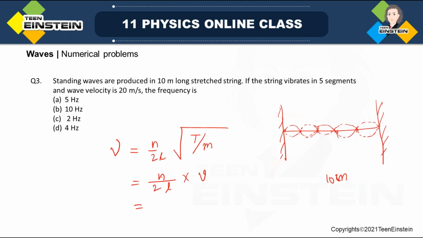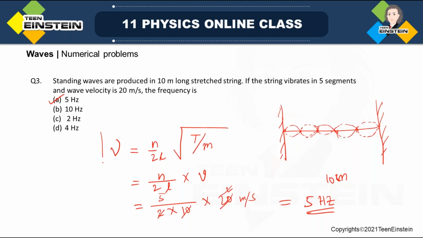Now you can put the values. As I said, this N is the number of segments. So how many segments? It is vibrating in 5 segments. What is the length? Length is 10 meter long. And what is the velocity? Velocity is given 20 meter per second. Now if you do the simplification, you will get the frequency. So 5 hertz will be the correct answer. I hope you have understood.